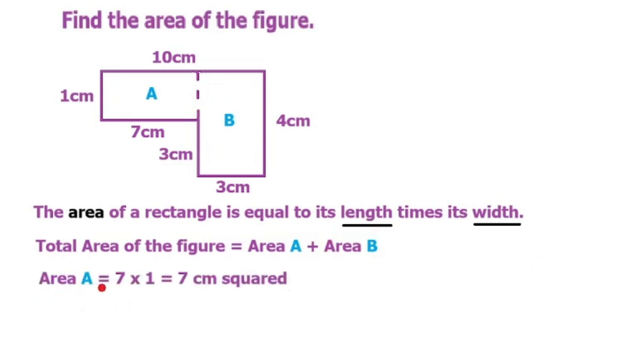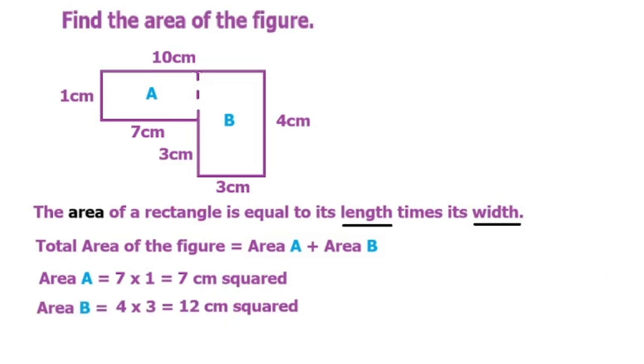So area A equals 7 times 1. The length and the width of this rectangle is 7, that's the length, and 1 is the width. So if we multiply 7 times 1, that's going to give us the area of rectangle A. So 7 times 1 is 7 centimeters squared.